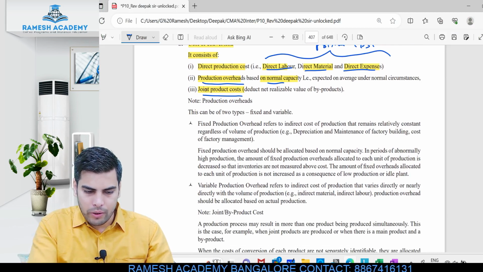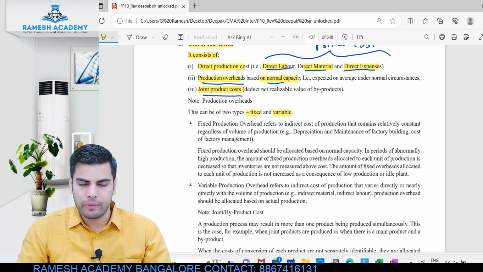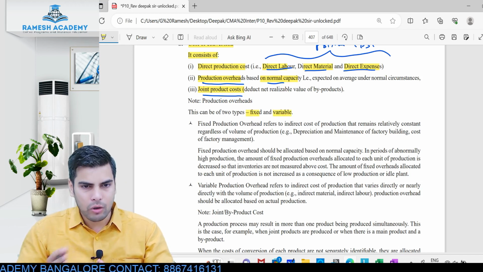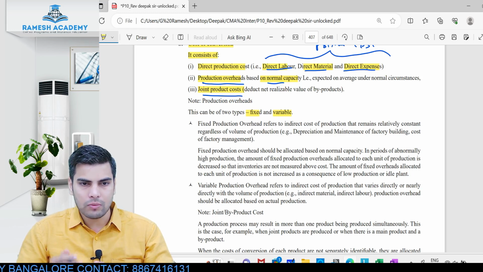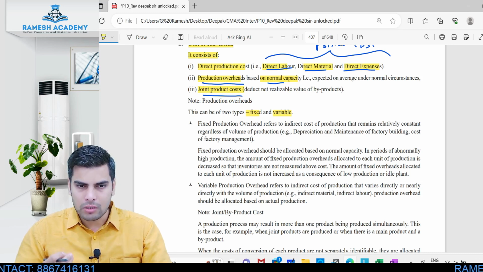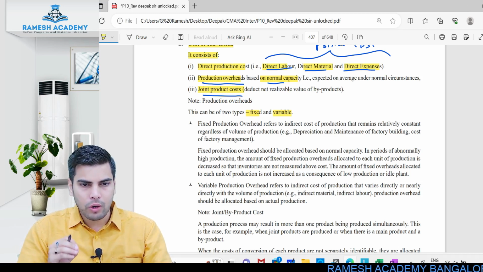Production overhead can be of two types: either fixed overhead or variable overhead. Do you know what is fixed overhead and variable overhead, right? Fixed overhead or fixed cost will remain constant. It is not going to change with the level of output or production. Rent, for that matter, is a fixed cost. It doesn't matter whether I produce 1000 units, 2000, 5000 or 0 units, the same amount of rent is what I'm going to pay. So fixed cost will always remain fixed.